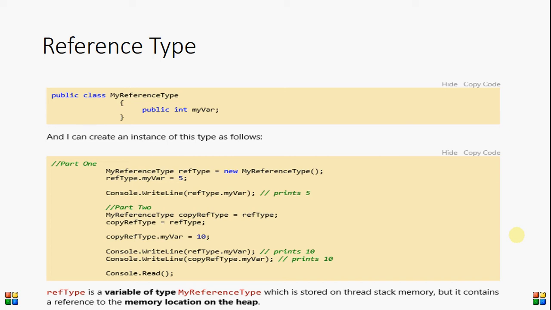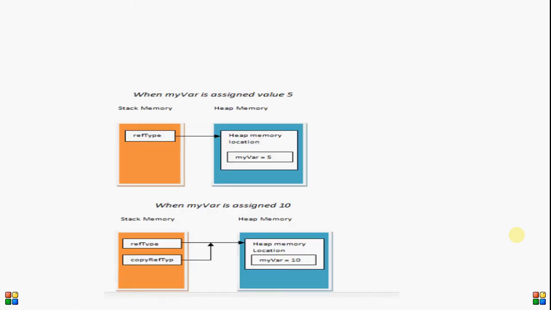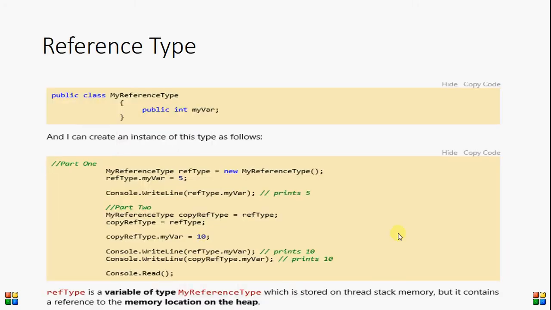If you see in this, for myvar, first of all the class is initialized, and after that it's assigned the value 5 as refType.myvar, and after that it's copied and refType.myvar is assigned 10. Let's move to the next slide. If you see in this, first I assigned the value 5, and after that I again assigned the value 10.